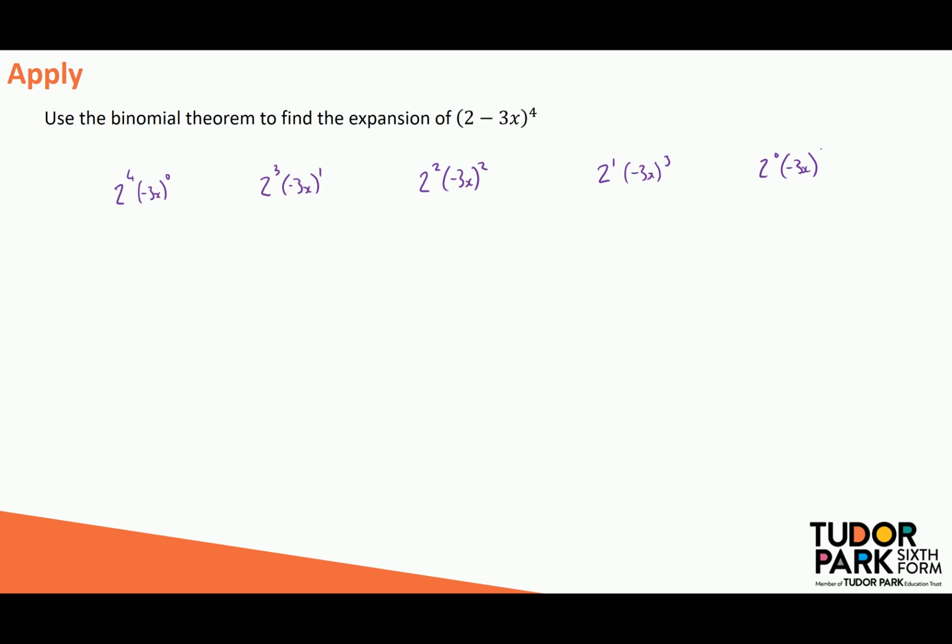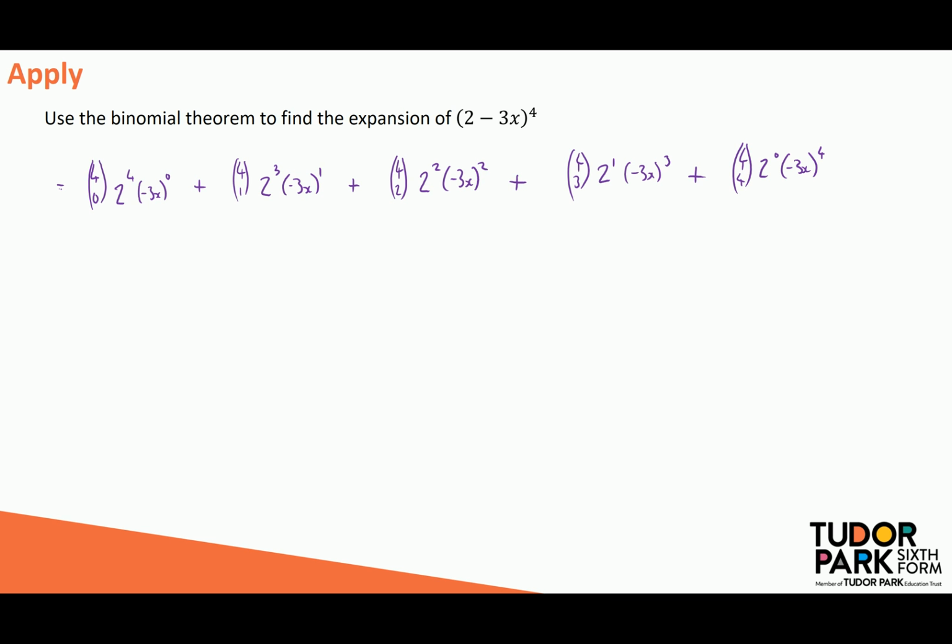Now I need to include my choosing coefficients, so this first one would be 4 choose 0, next one would be 4 choose 1, then 4 choose 2, 4 choose 3, and 4 choose 4. Notice also that I've used brackets here for my second term, the negative term, and I'm doing that specifically because I want to track that negative. I want to make sure it doesn't get missed.